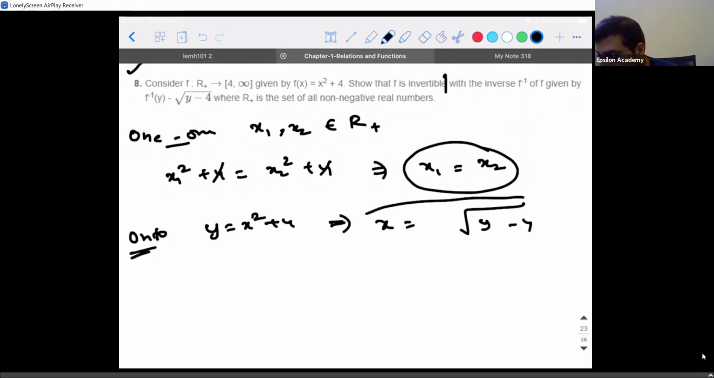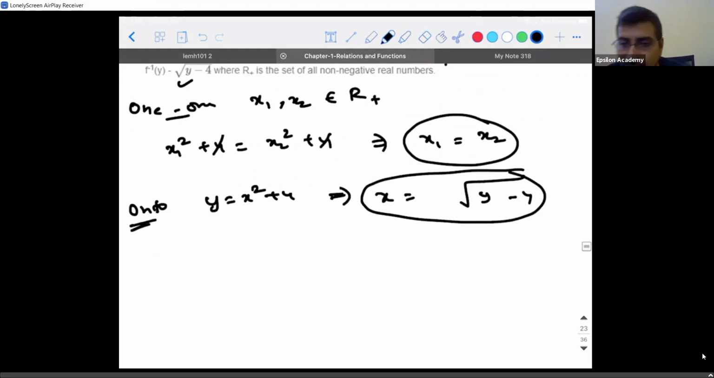I told you, even before you solve the problem, what did I say? Root of y minus 4 is the inverse. That's what they've asked us to prove. We already got the answer, we'll be showing those steps all along. Okay, x is equal to root of y minus 4. First, let's prove it's an onto function.